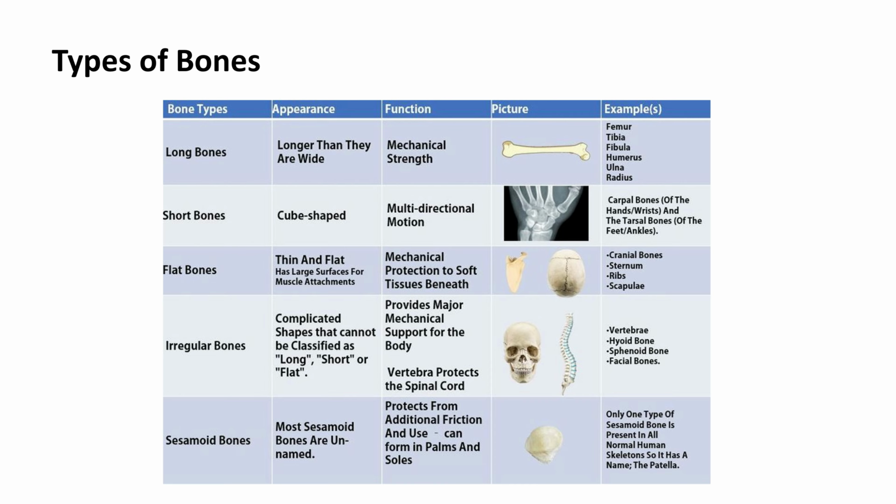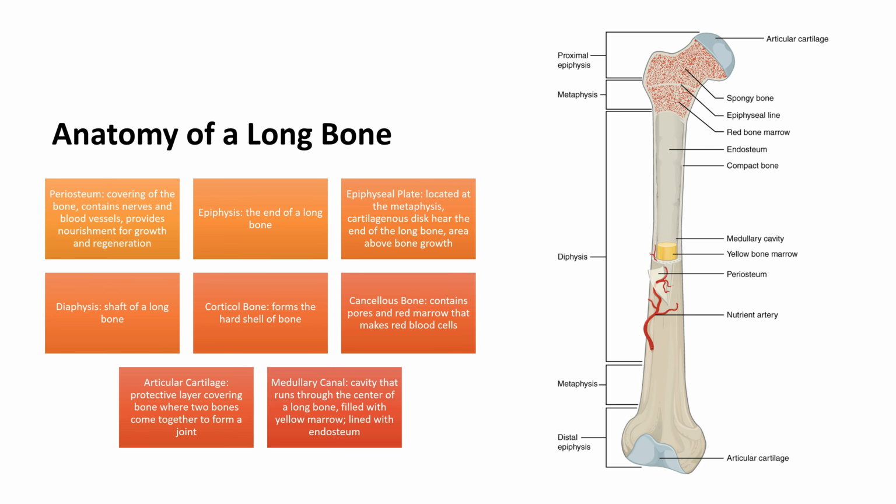Then we're going to get into the anatomy of a long bone. This is an important thing to learn too with the long bone, especially about the diaphysis and the epiphysis. So let's just go into this. So your anatomy of your bone, let's start with your periosteum. This is a covering of the bone that contains your nerves and blood vessels and provides nourishment for growth and nutrition. This may be lifted up during surgery, separated from the bone.